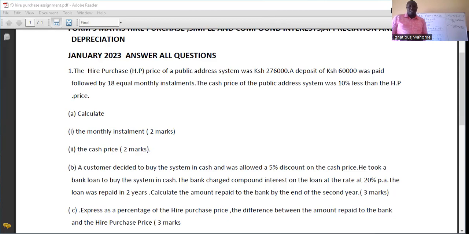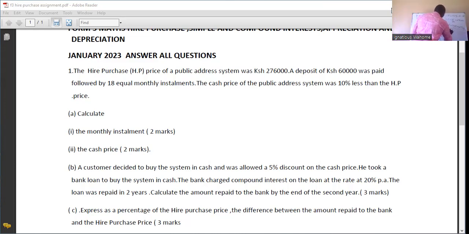So the bank charged compound interest on their own at a rate of 20%. The rate was 20%, and he repaid the loan in 2 years. Calculate the amount repaid to the bank by the end of the second year.